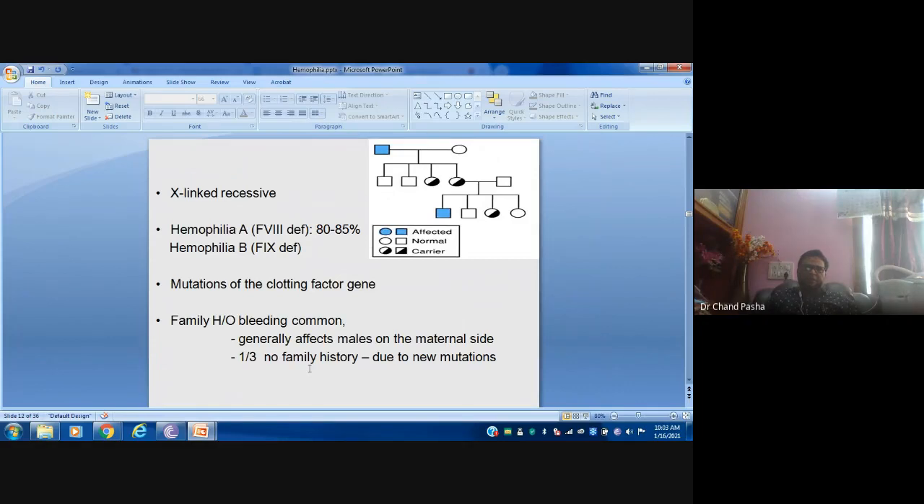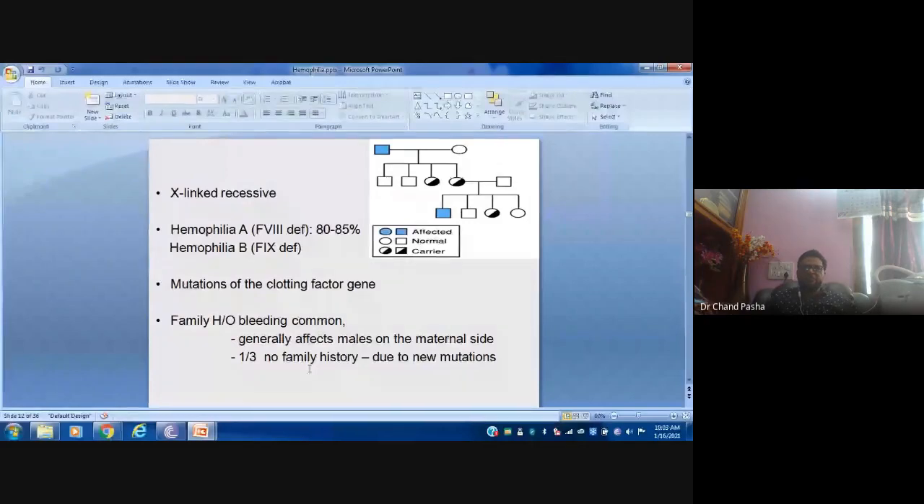Okay. And hemophilia A is a factor 8 deficiency, and among the hemophilias, it is 80 to 85%. Among the hemophilians, I am talking about, not the normal population, 80 to 85 percent have hemophilia A. And in hemophilia B, factor 9 is deficient, and the remaining around 15 to 20% will contribute. In fact, 13 to 20%, because 1 to 2% is autosomal.